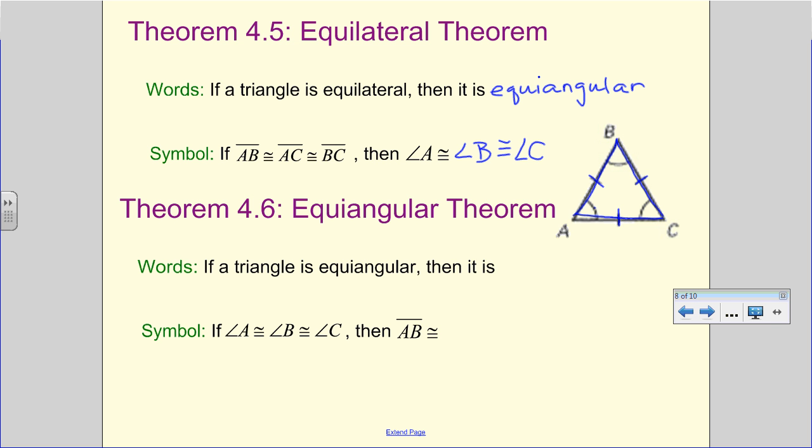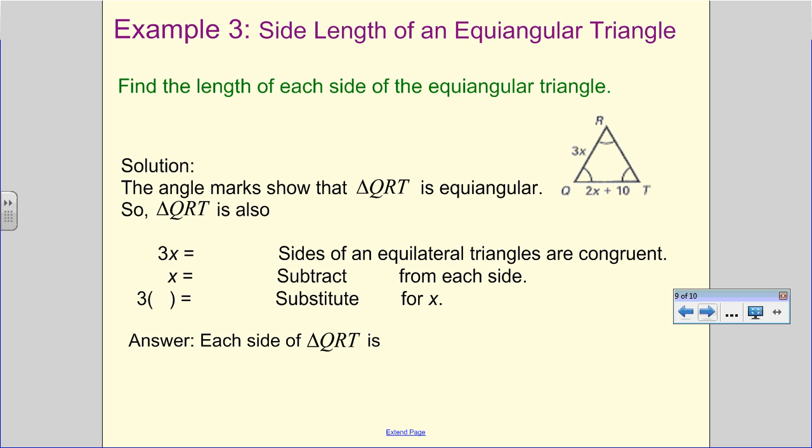We then have kind of the converse of that, and we call it the equiangular theorem. If a triangle is equiangular, then it is equilateral. So if I give you all congruent angles, then I know AC is congruent to AB and is congruent to BC. So I know if angles are equal, sides are equal. If I know sides are congruent, angles are congruent. All right. So let's take a look.